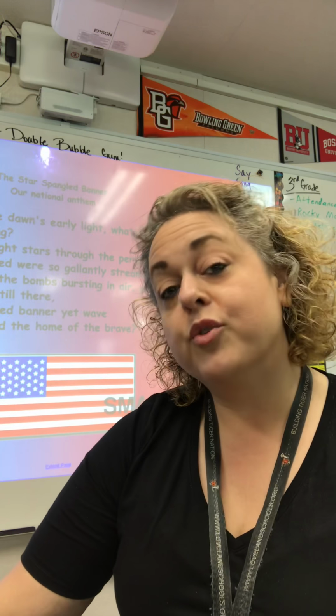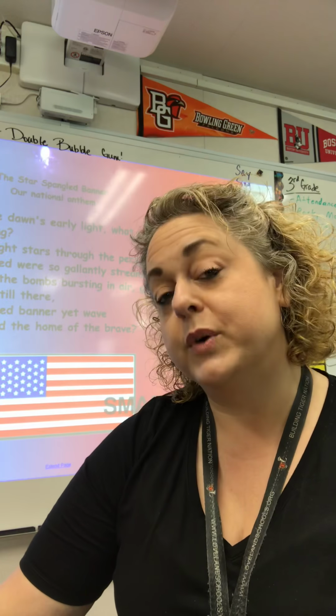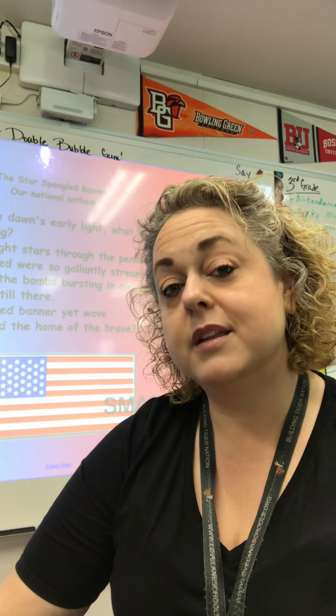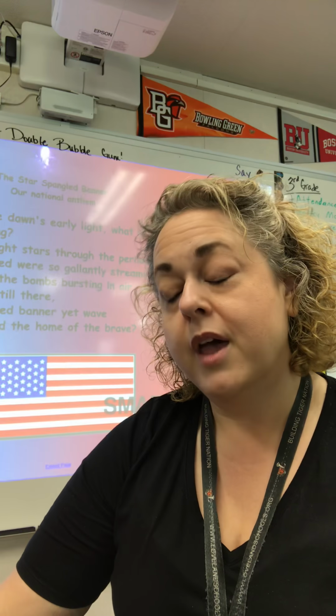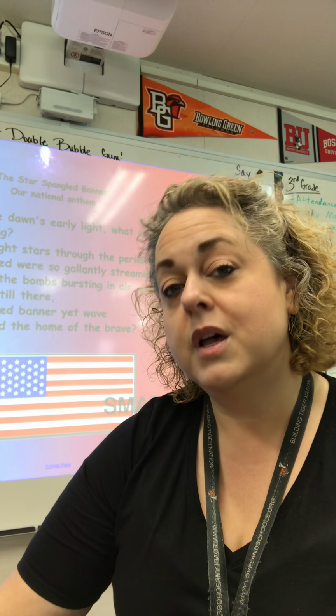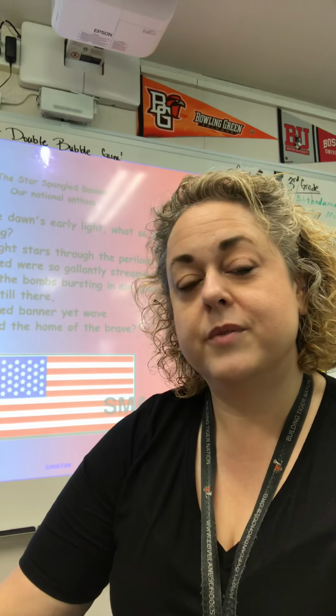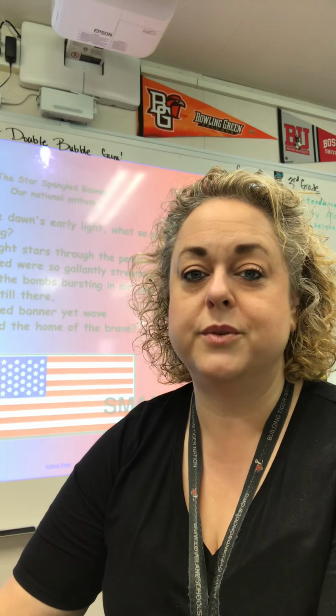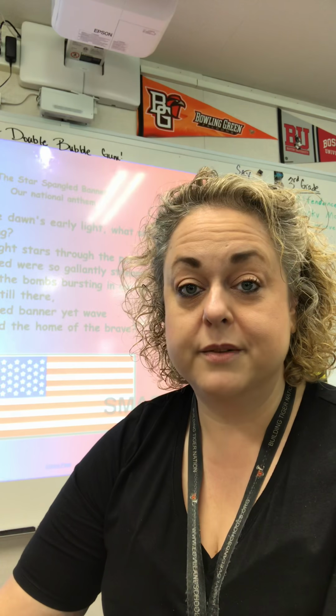Okay, the reason it's such a big deal is because if Great Britain had overtaken the fort and the Americans had lost control of the fort, the first thing that the Great Britain soldiers would do is to take down our flag. That's the very first thing they would do, and they would put up their flag.